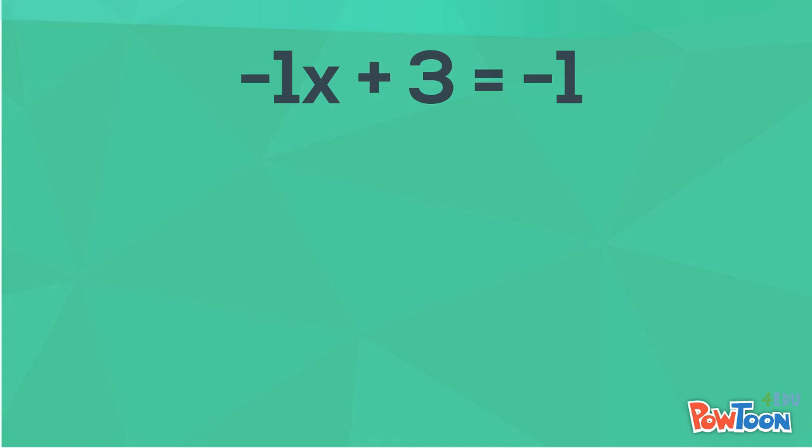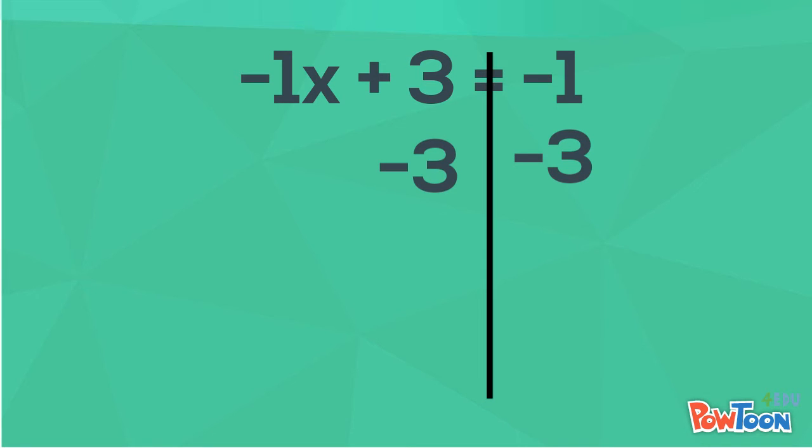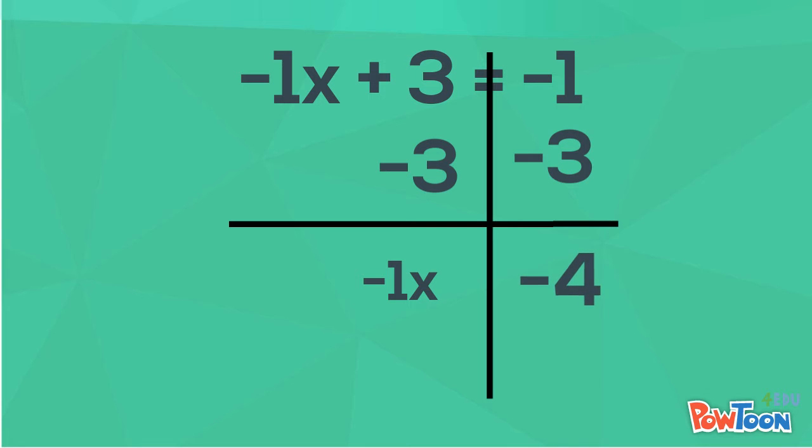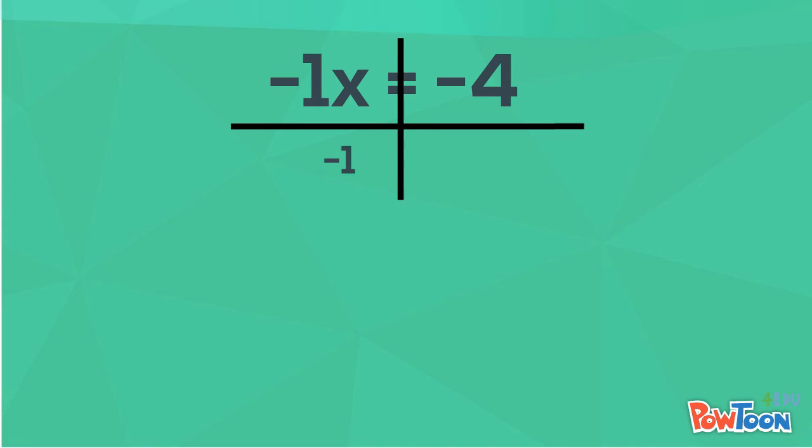We're now going to start to solve for x. The first thing we're going to do is minus 3 on both sides. When we do that, we're now going to be left with negative 1x equals negative 4. Since we now have negative 1x equals negative 4, we're now going to divide both sides by negative 1. Negative 4 divided by negative 1 gives us an answer of 4. So now x equals 4.